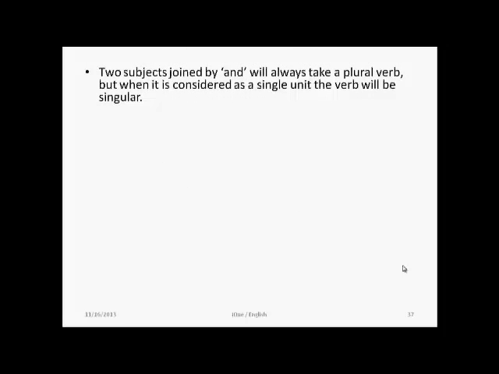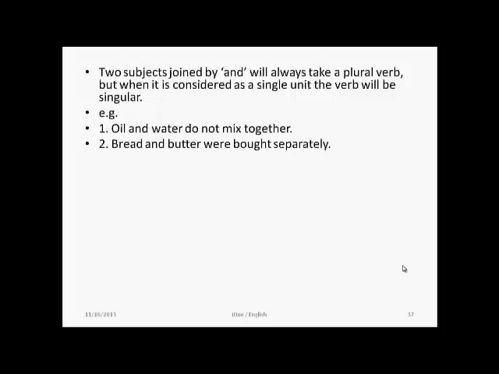Now, two subjects joined by the word and will always take a plural verb. But when it is considered as a single unit, the verb will be singular. So, we say oil and water do not mix together. Bread and butter were bought separately. Slow and steady wins the race. Here slow and steady are taken as a single unit, and hence the singular verb wins. Bread and butter is my breakfast, because bread and butter is considered to be a single unit in this case.